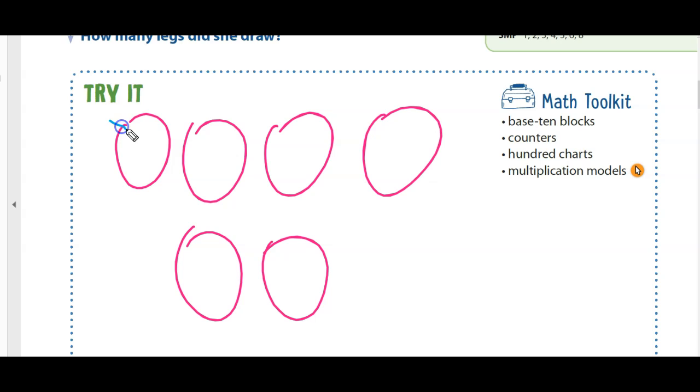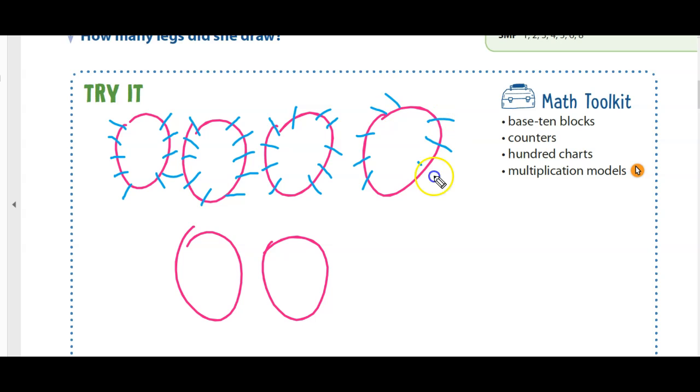So I could do this. 1, 2, 3, 4, 5. 1, 2, 3, 4, 5. That's 10. 1, 2, 3, 4, 5. 1, 2, 3, 4, 5. That's another 10. I keep drawing legs, counting to 10 for each bug. Yes, so I could count by tens.